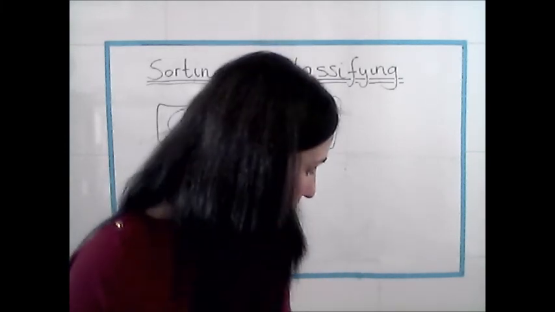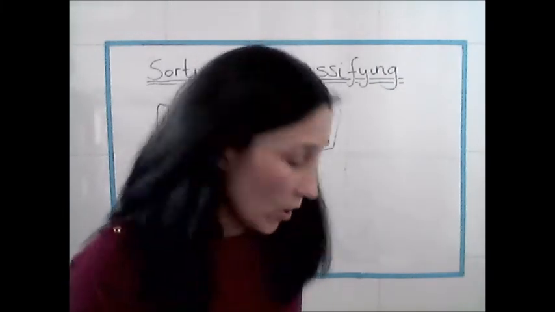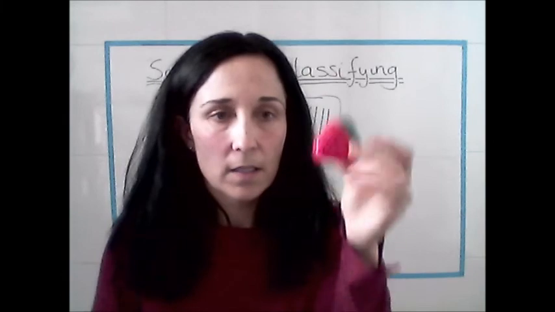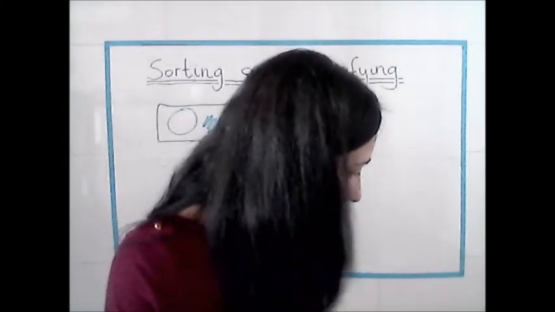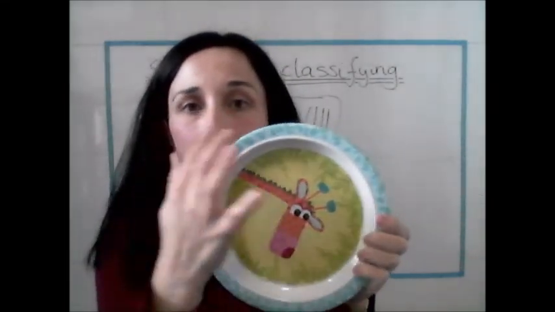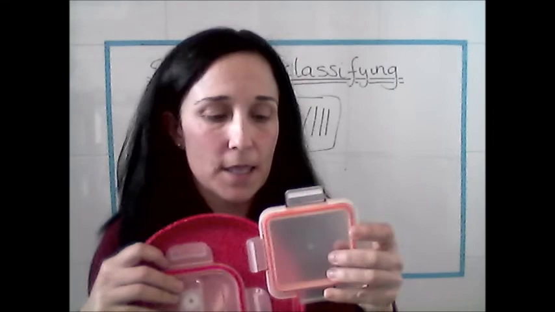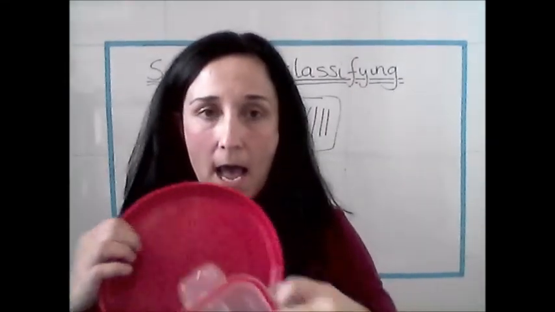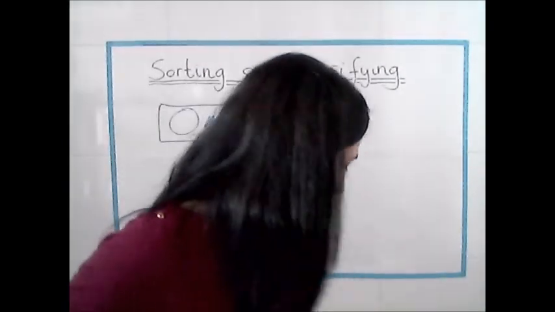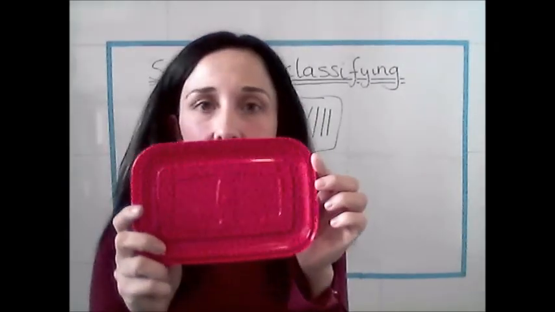I have from my children's toys, I have squares, circles, triangles. I also have a plate, which is a circle. I have some leaves. They are different. I have a small square. I have a big circle. I have, for example, a rectangle.